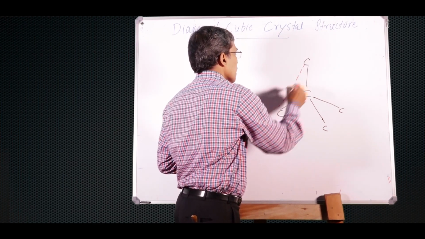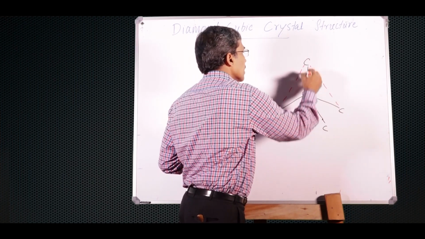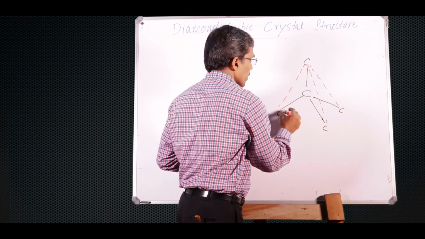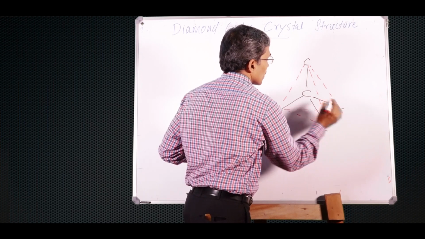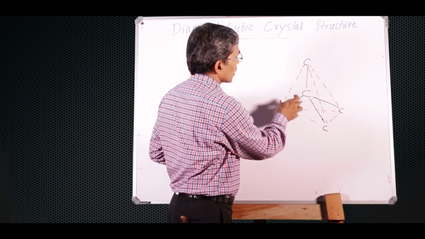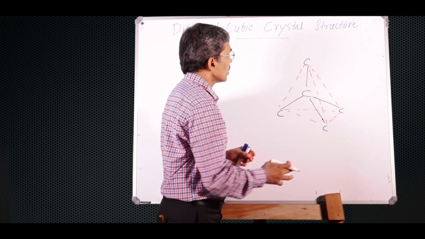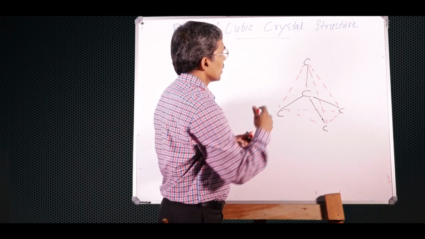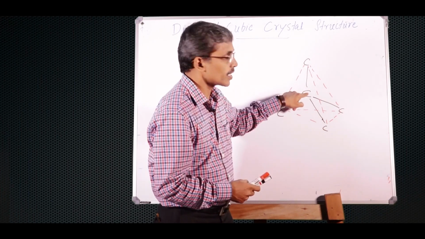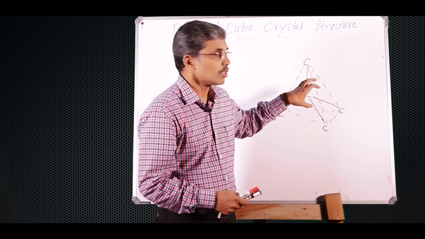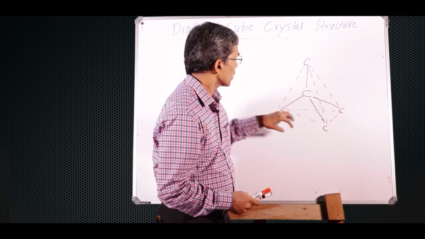So these 4 carbon atoms are attached at the corners of a regular tetrahedron. So this is a tetrahedron. Here these black lines represent carbon-carbon bonds, and this red represents the approximate structure of the regular tetrahedron. So this center carbon atom is at the centroid position, and these are at the vertices.